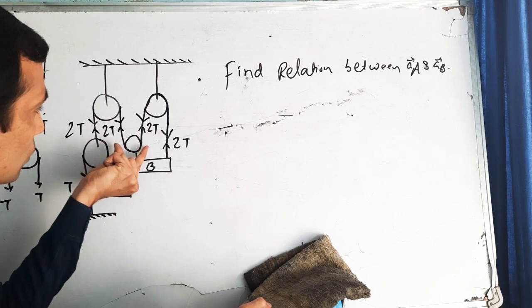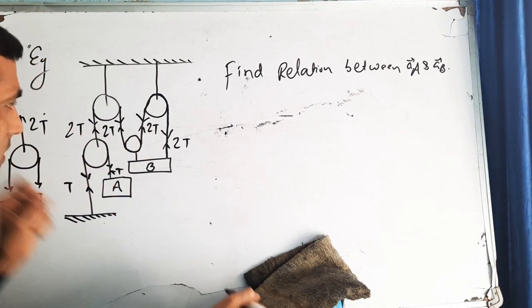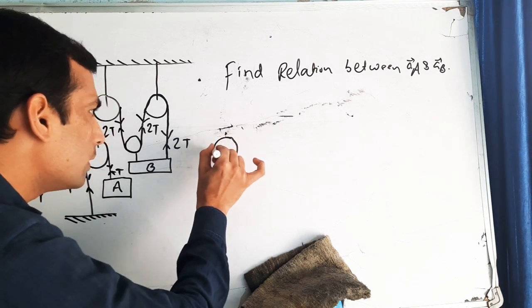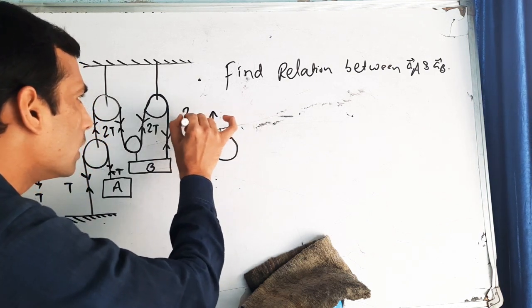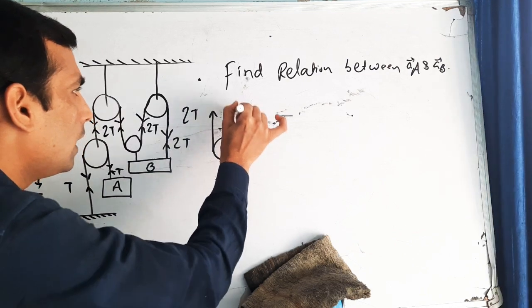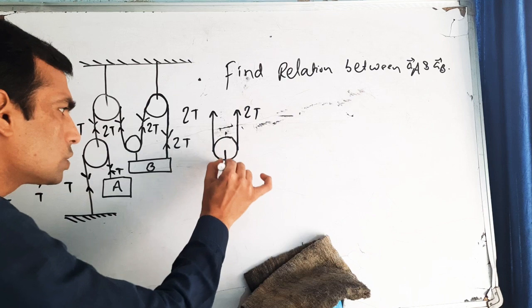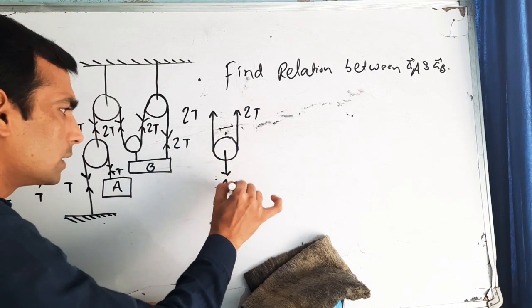So student, here is one critical point like this. We can make the FBD again individually. You can see, student, here is basically 2T, and here also this is 2T. So in the downward direction, what will be there, student? This is basically 4T.